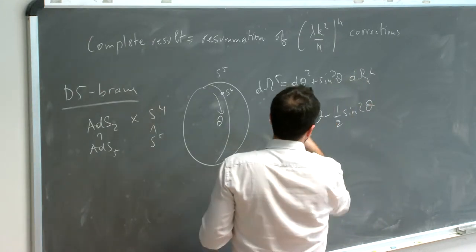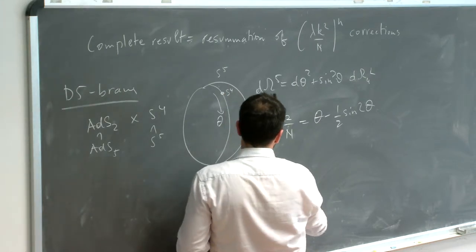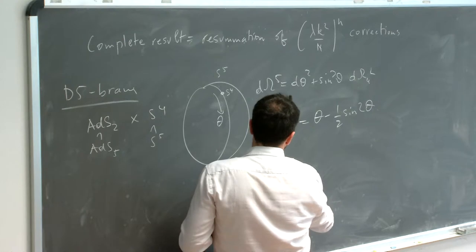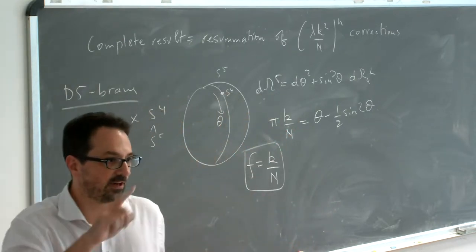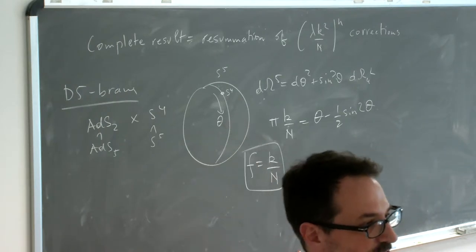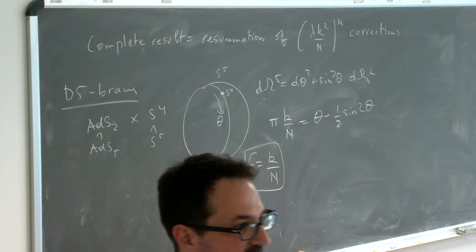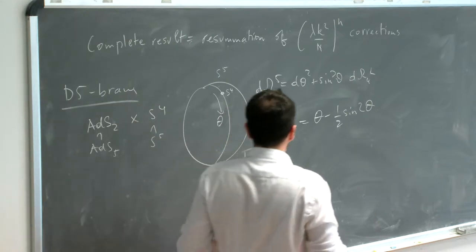So now you see that the important parameter that appears in the game is not this kappa, but it is this guy. It's just k over N. So there is no factor of square root of lambda. And you can understand this because in terms of just tension of D brane, the D5 brane is heavier by a factor of square root of lambda than the D3 brane.